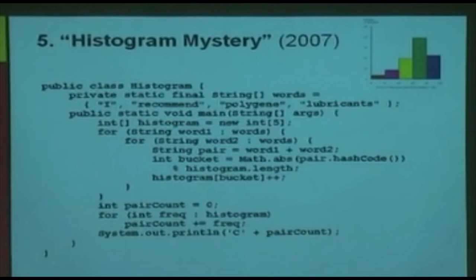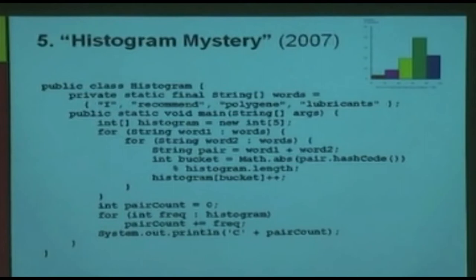Then when we're all done, I have this variable which I suggestively call pairCount. And I iterate over the entire histogram, for frequency in histogram, so that is the frequency of each modded hash code. And I add to pairCount the value of that frequency. And when I'm all done, I print that pairCount, although I have this C thing, just to make it a little more interesting. But anyway, I print the pair count.